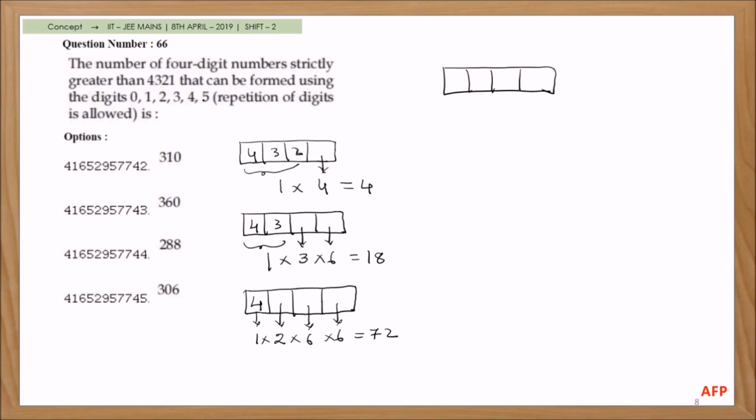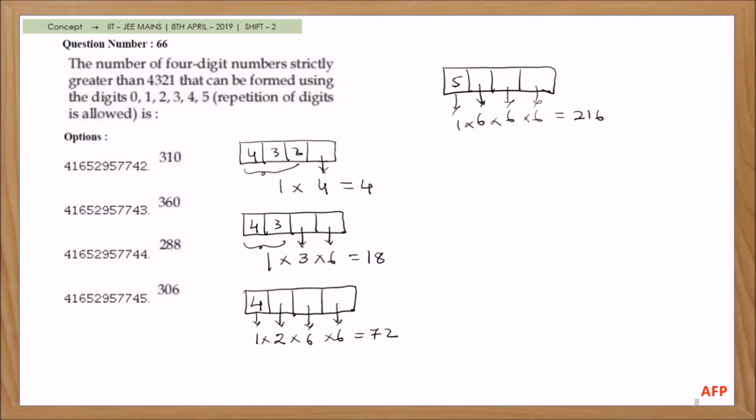So if you take the 4 we have placed, 5 we can place it here. If you take 5 here, 5000 is greater than any 4-digit number, so 6 possibilities here, here also 6 possibilities, here also 6 possibilities, and here only one possibility. So this is nothing but 260.